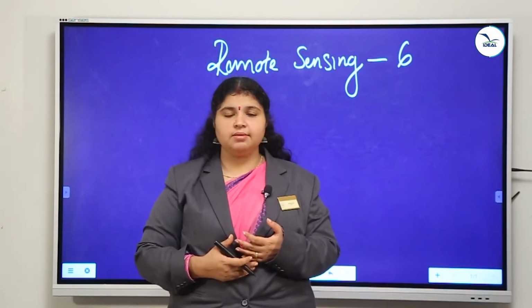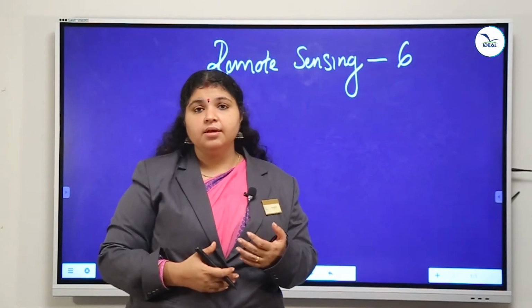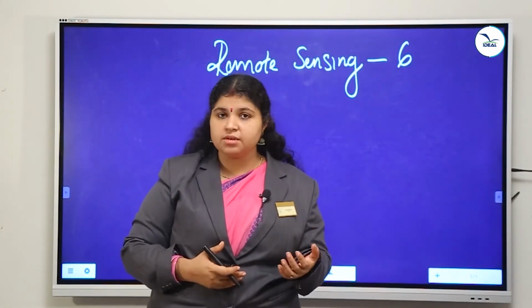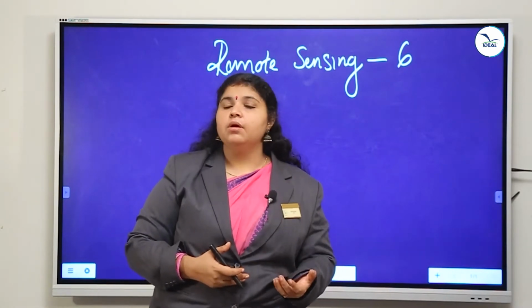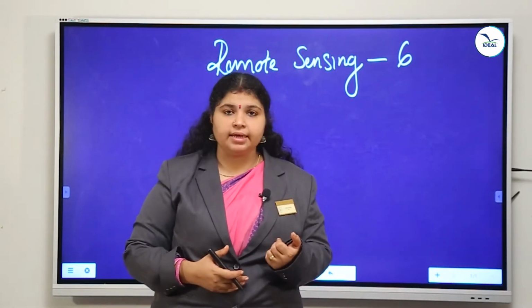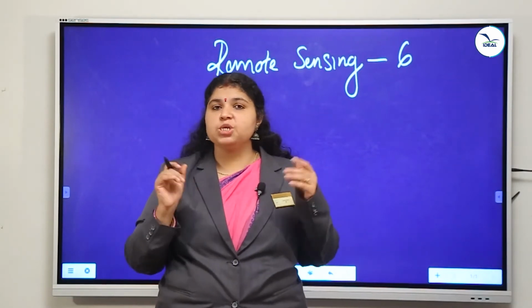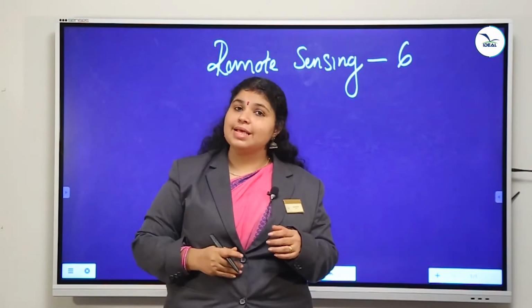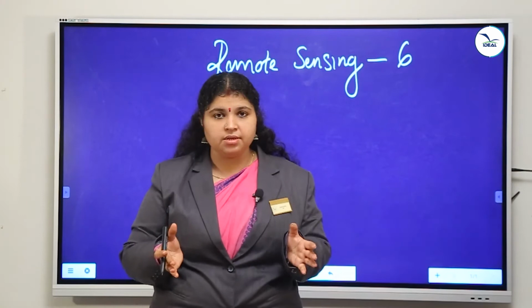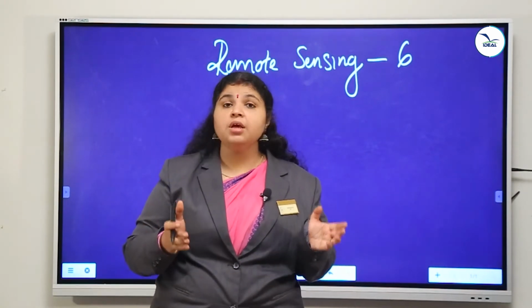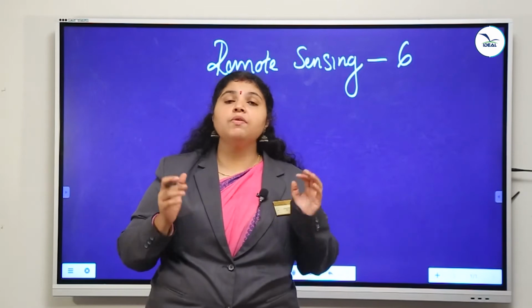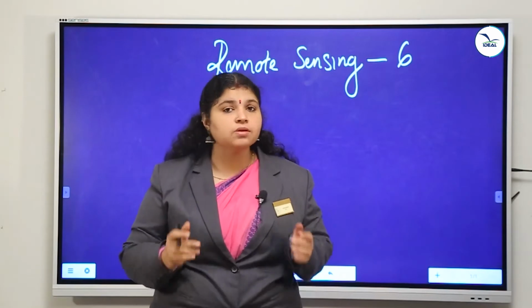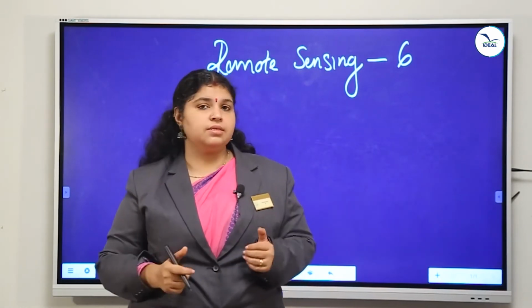So what is remote sensing? It is the method of taking information about a place, phenomenon or object with the help of a satellite which is not in actual physical contact. For example, the picture of a cyclone. All these pictures are taken with the help of satellites. So, the method of taking information about a place or phenomenon with the help of a satellite which is not in actual physical contact is called remote sensing.